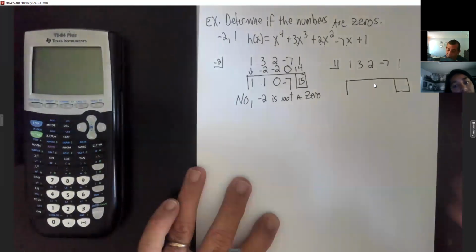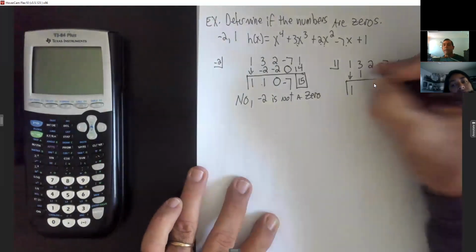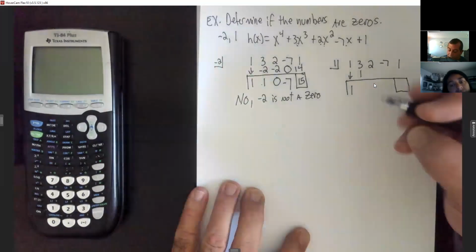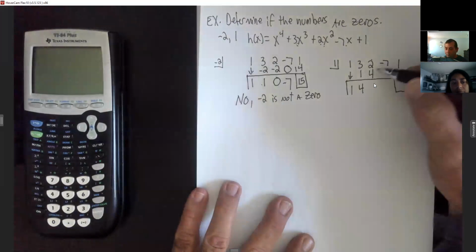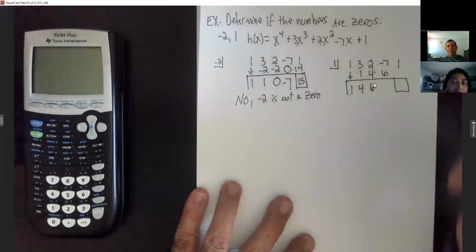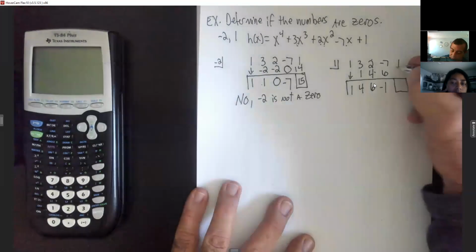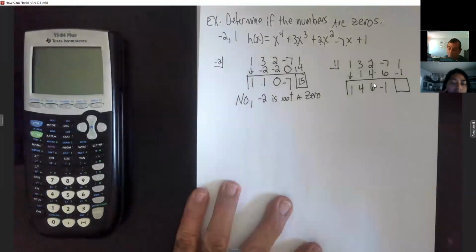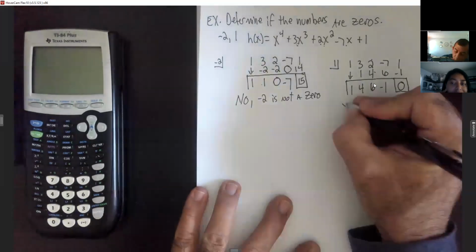All right, y'all, bring the 1 down. Then we multiply. 1 times 1 is 1. Add that column. 3 plus 1 is 4. And I'm just going to keep repeating. 4 times 1 is 4. Let's see. 2 plus 4, that's what, 6? All right. 6 times 1 is a +6. -7 plus 6 is -1. And then finally, -1 times 1 is -1. And if you add -1 and 1, you get a remainder of 0. So since we got a 0 remainder, yes, 1 is a 0.